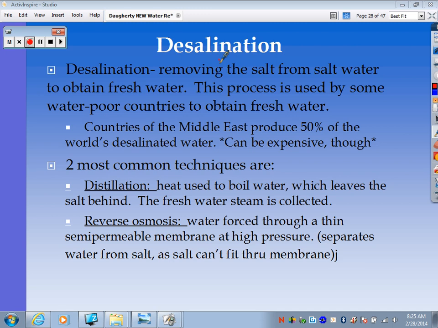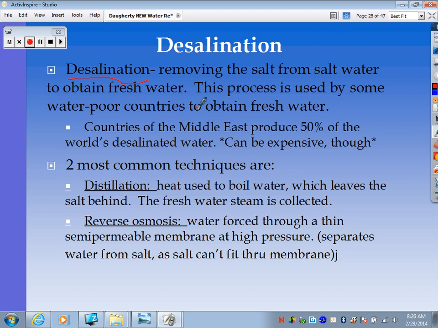We've already talked about how most of the water on this planet, 97% of it, is salt water and it's undrinkable. We have certain places in the world that really don't have a whole lot of access to fresh water, and they have plentiful salt water. So this is a viable solution for them to get fresh water. This is called desalination, and it's just a process where you're removing salt from salt water to get fresh water from it. It says this process is used by some water-poor countries to obtain fresh water.